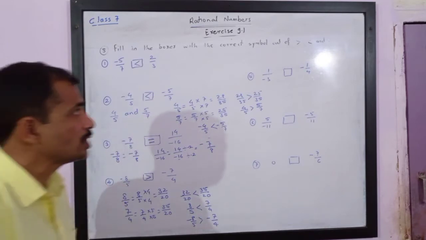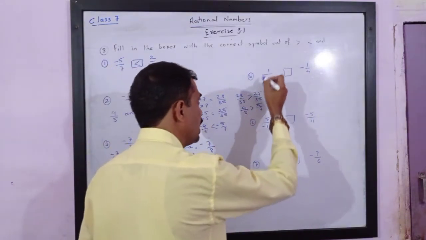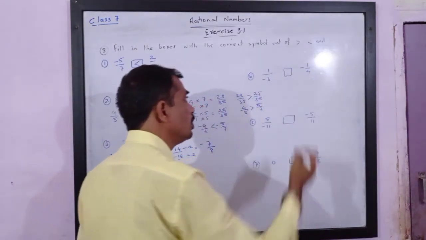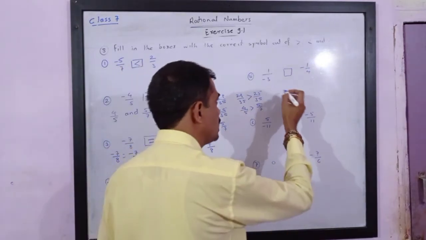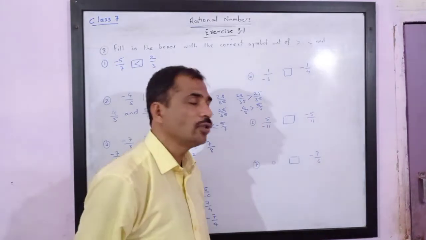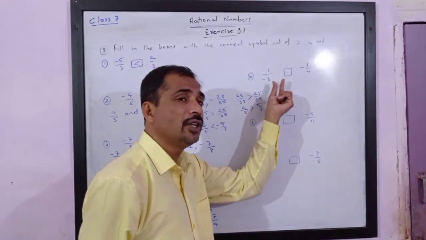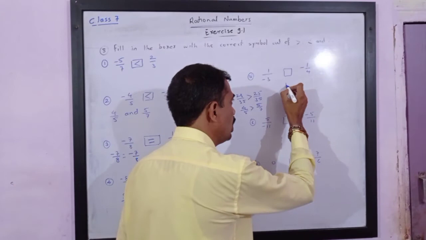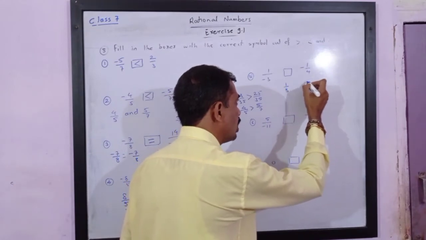Now see, the next question is negative 1 upon 3 and negative 1 upon 4. Both numbers are negative. We have to do the comparison by ignoring the signs. Now see, 1 upon 3 and 1 upon 4.